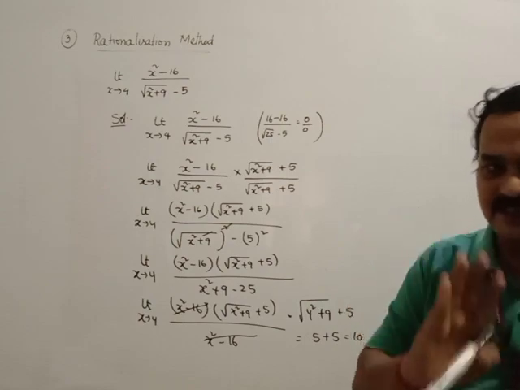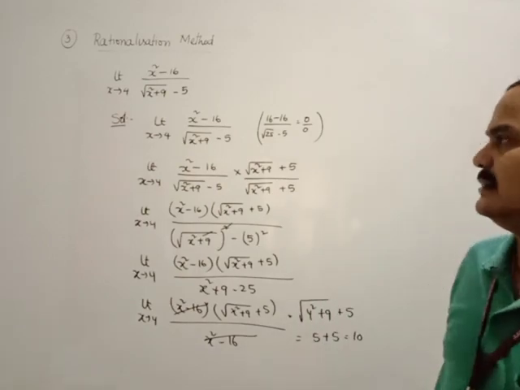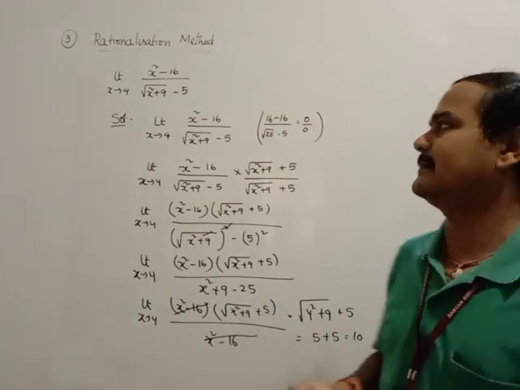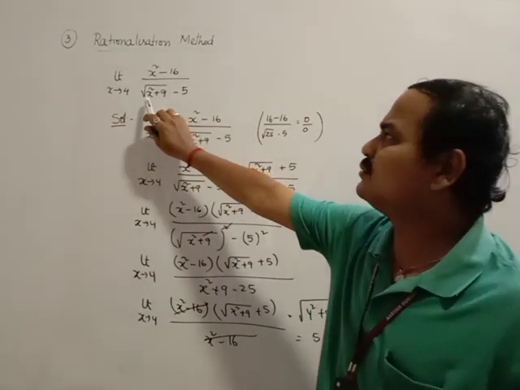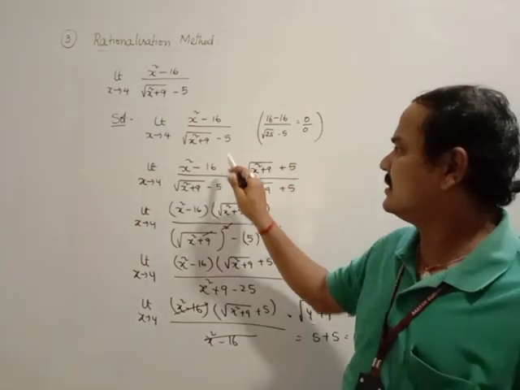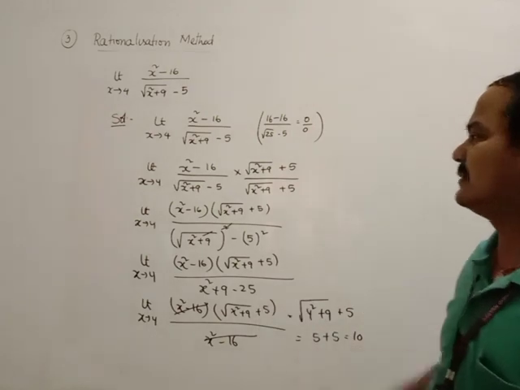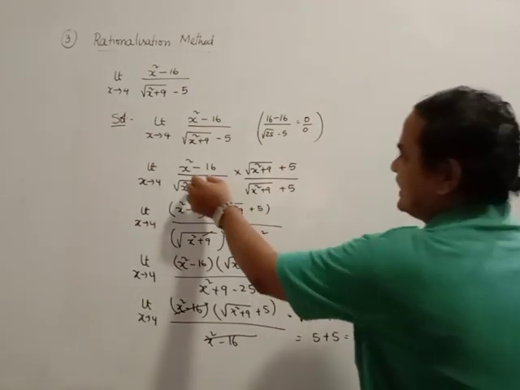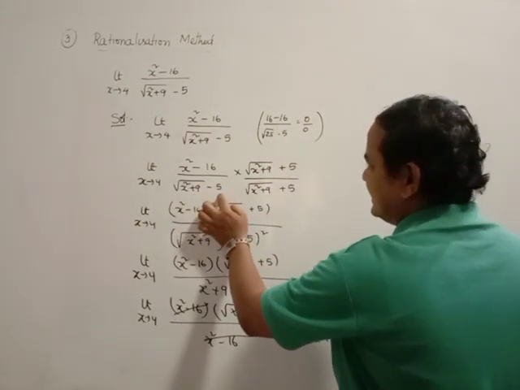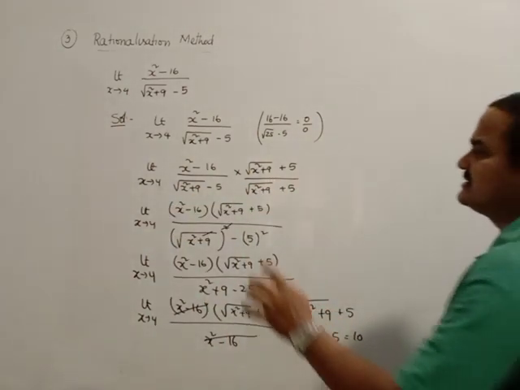By observation, it is clear that the denominator has a square root, so it must be the rationalization method. What is the meaning of rationalization? Rationalization means you multiply with the opposite sign. The denominator has √(x² + 9) − 5, so the opposite sign is plus 5. So I multiply by (√(x² + 9) + 5) by (√(x² + 9) + 5). In the numerator, (x² − 16)(√(x² + 9) + 5), and in the denominator, (a − b)(a + b), where a is √(x² + 9) and b is 5.